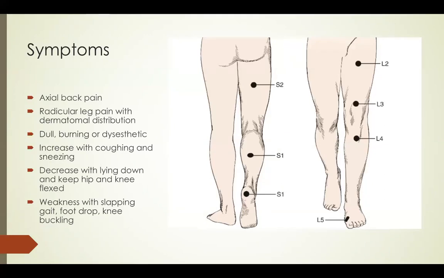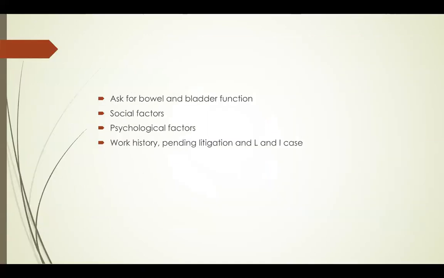Some patients complain about axial back pain and radicular leg pain with dermatomal distributions, of course. The pain may be burning, dysesthetic, or sciatic pain. It increases with coughing and sneezing, of course, because your dural pressure increases because of your disc herniation. It decreases by lying down and knee and hip flexion, because your nerve can relax. Sometimes it develops with some weakness as well, depending on what kind of nerve is affected. You can ask about bowel and bladder function.